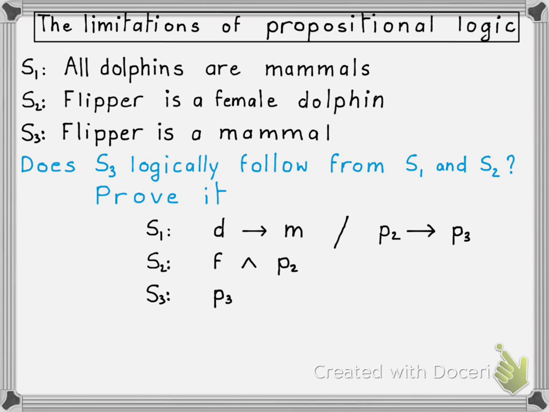In fact, it's not too hard to see that if S1 was translated this way, then the argument would become valid, because if S2 is true, that means P2 must be true. And if on top of that S1 is true, that means every time P2 is true, then P3 must be true. And since P2 is true from S2, we could easily infer that P3 is also true.